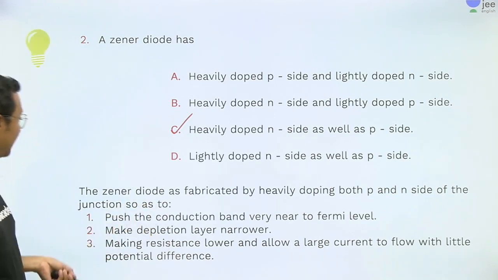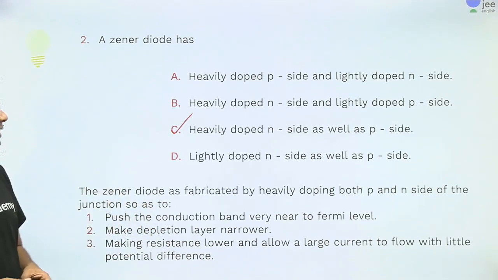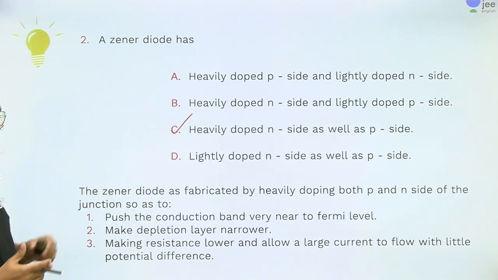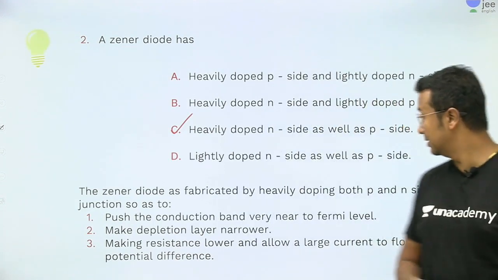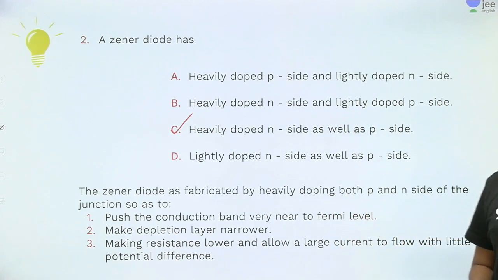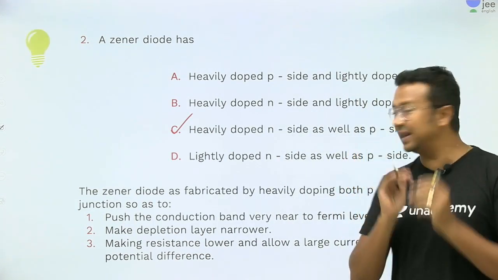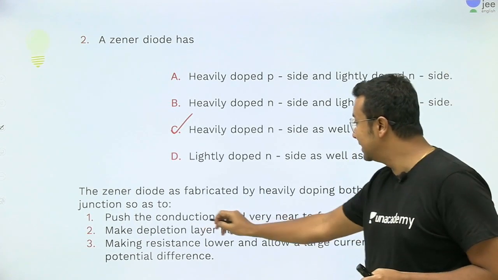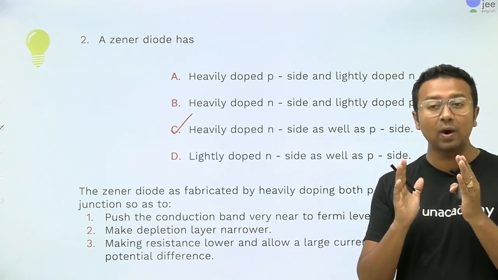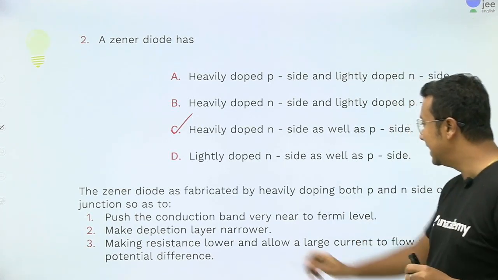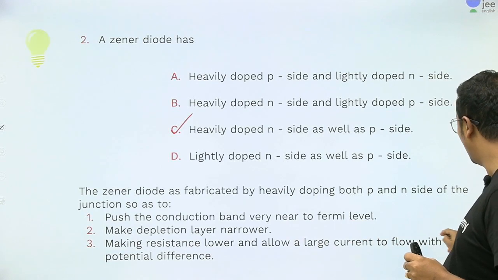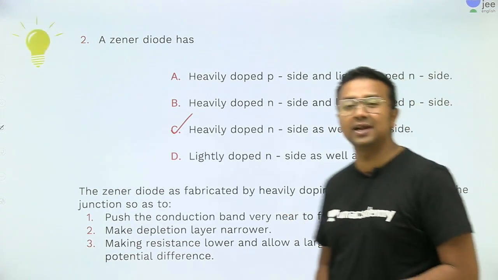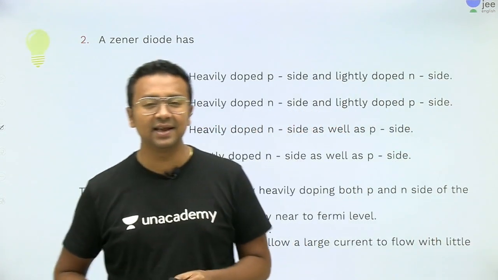A Zener diode is fabricated with heavily doped P and N sides of the junction. What are the reasons behind it? It pushes the conduction band very near to the Fermi level. It makes the depletion layer as narrow as possible, and then the resistance is lower, allowing a large current to flow with little potential difference. So these are basically the three reasons.